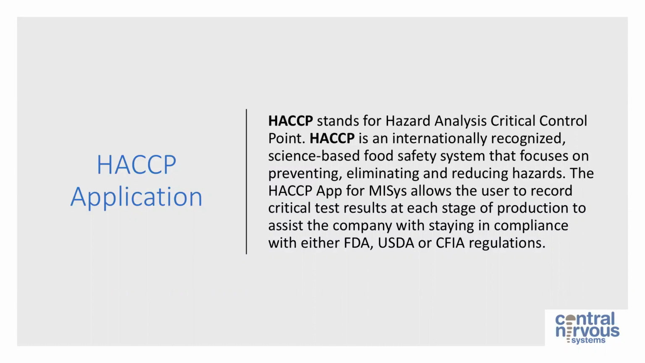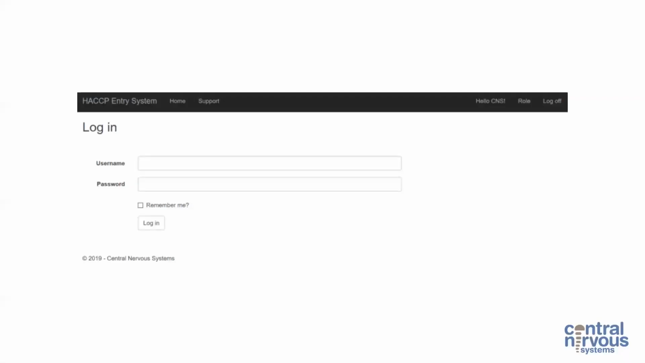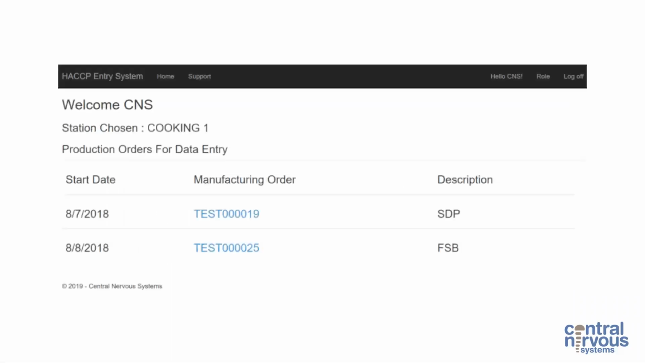And so if I was to hop into the HACCP app here, you're going to find that, again, not that pretty, but hopefully, it works really well. In this case, we scanned in, we chose a station. It happened to be cooking one that we chose, and then we have some manufacturing orders on the screen. We can tap one of those manufacturing orders. That's going to take us into the MO.